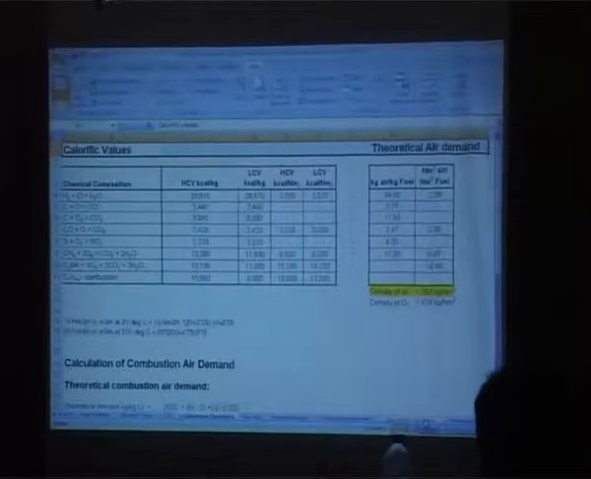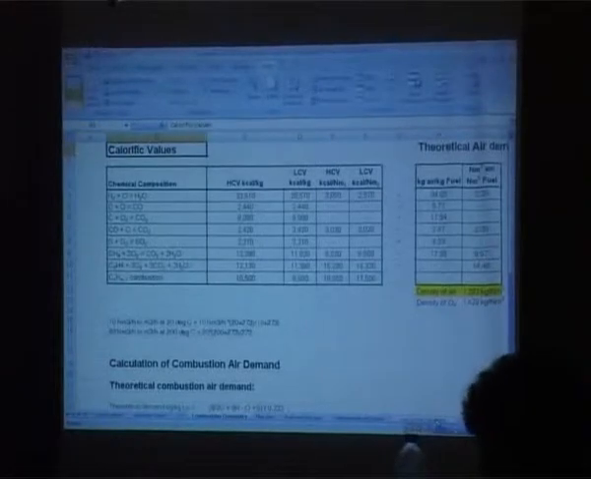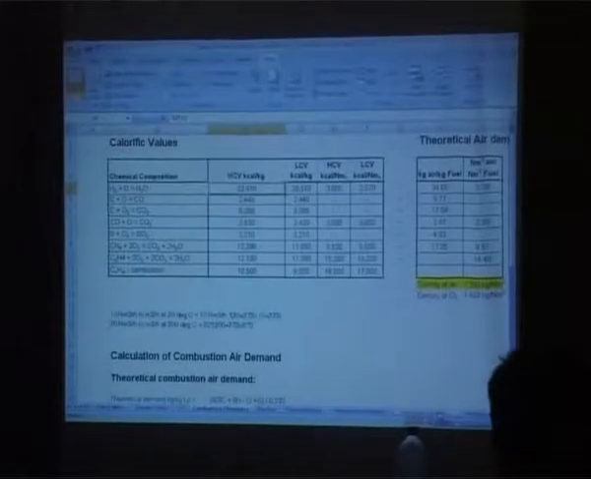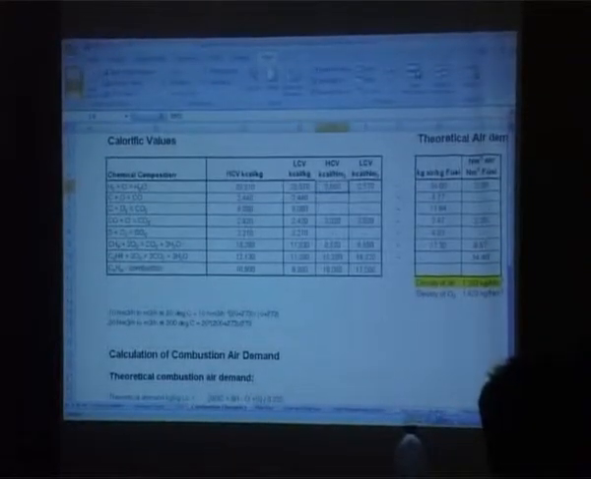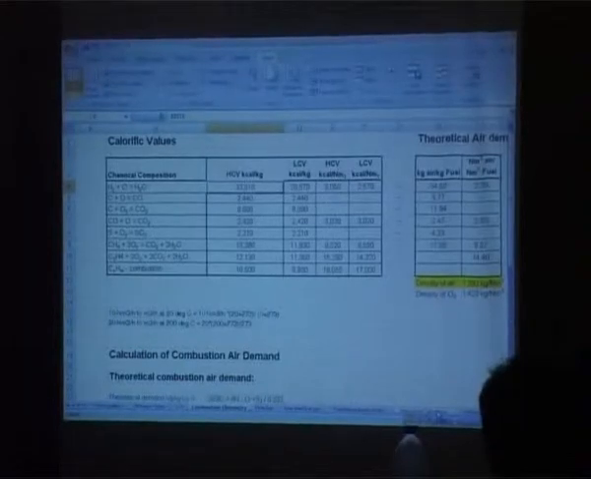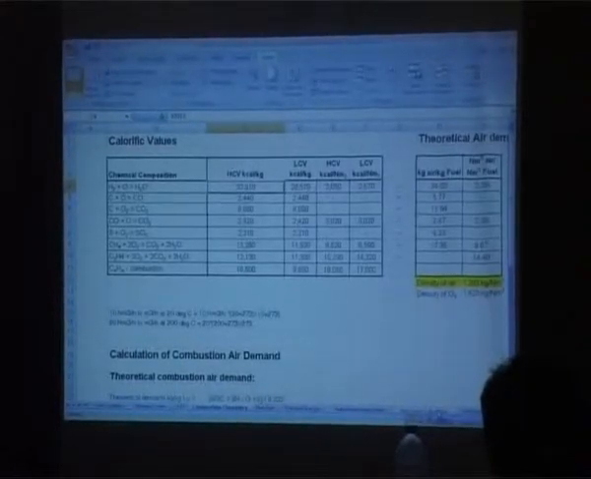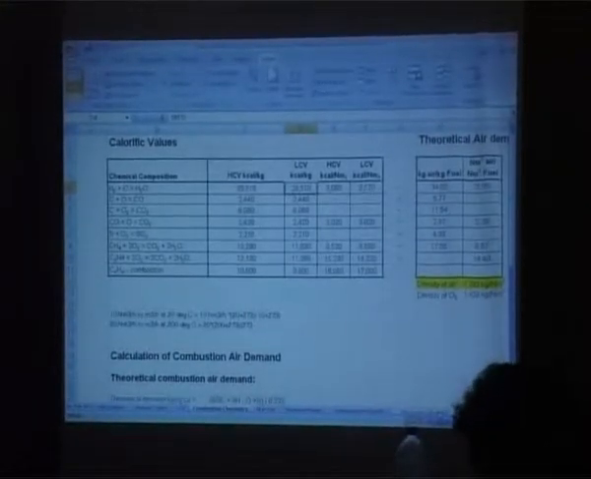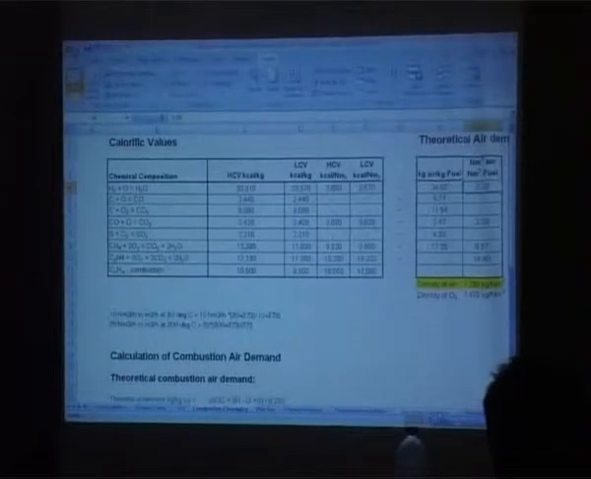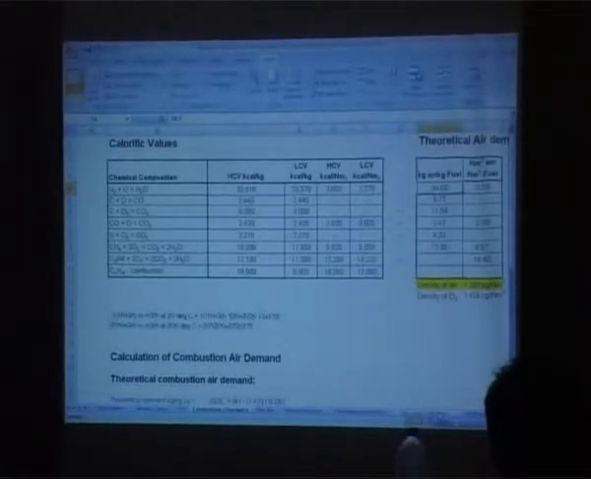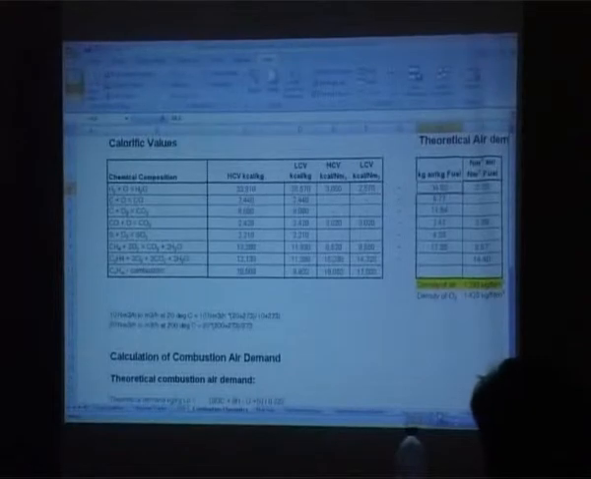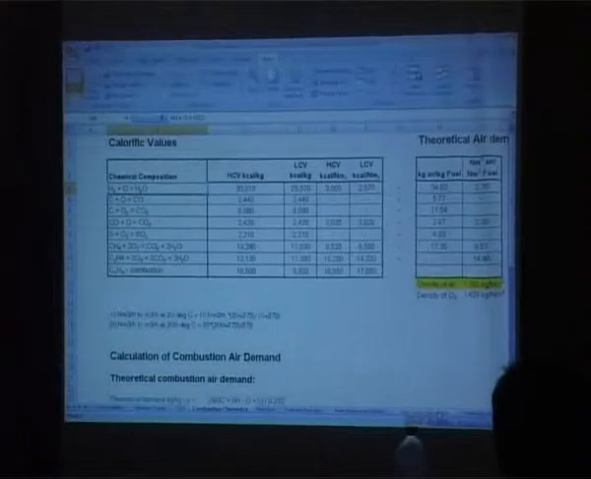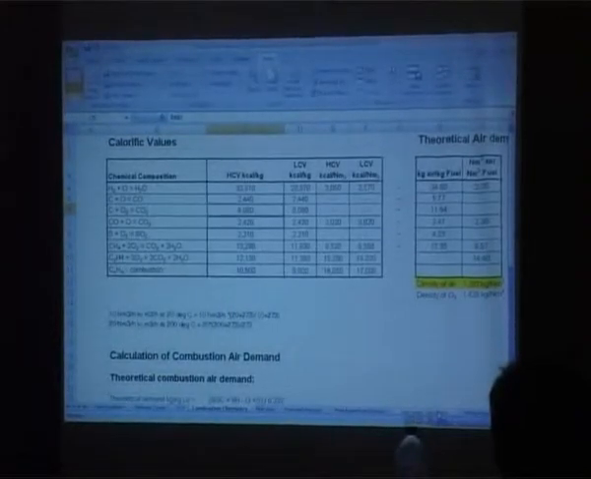What's happening when we have combustion? You release energy, and hydrogen and water, higher calorific value, lower calorific value, kilocalories per kilogram, theoretical air demand, kilogram air per kilogram fuel, or normal cubic meter air per normal cubic meter of fuel. Here are the figures you can use.